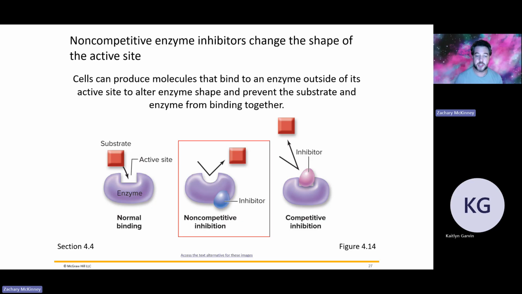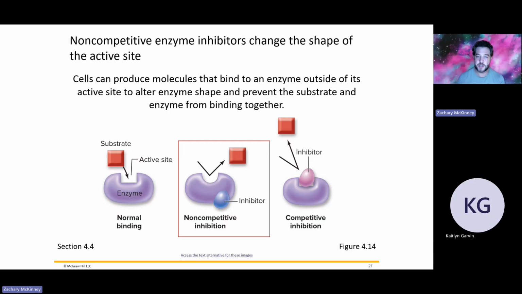SSRIs, selective serotonin reuptake inhibitors, they help to increase the amount of serotonin that's in your body to help treat depression. What's one of the things that's happening is that these inhibitors are preventing the enzyme from breaking down your serotonin. So you have this non-competitive inhibitor that changes the shape of your enzyme, so that way serotonin, that molecule, actually can't bind and can't be broken down. And so it means more serotonin in your nervous system, and hopefully less depression.